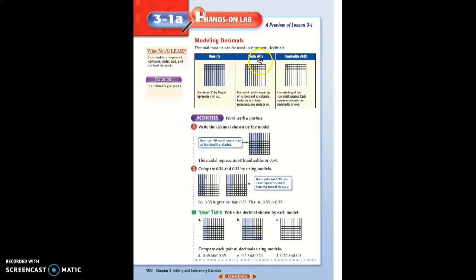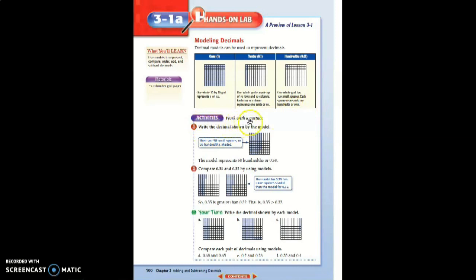Tenths, 0.1. One whole grid is made up of 10 rows and 10 columns. Each row and column represents one tenth or 0.1. Hundredths, 0.01. One whole grid has 100 small squares. Each square represents one hundredth or 0.01.